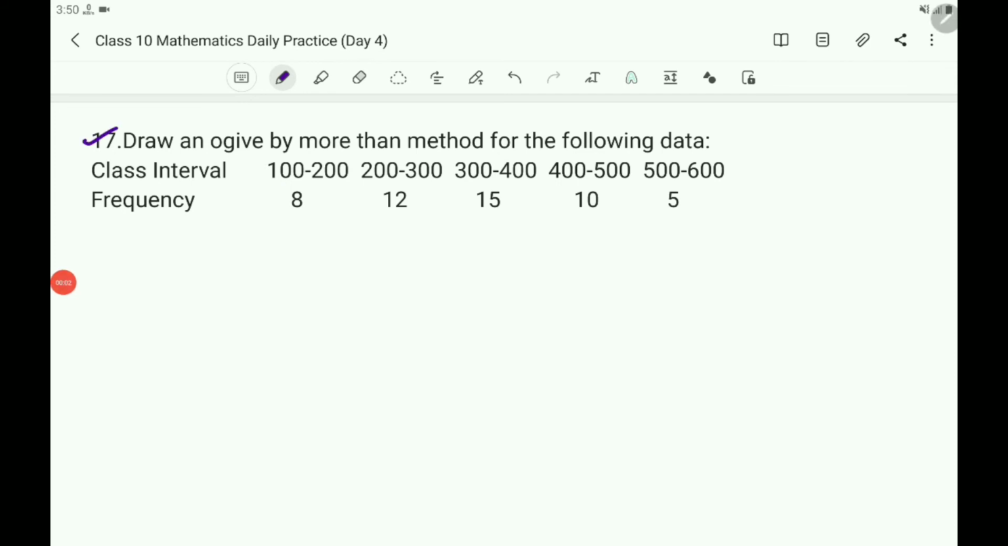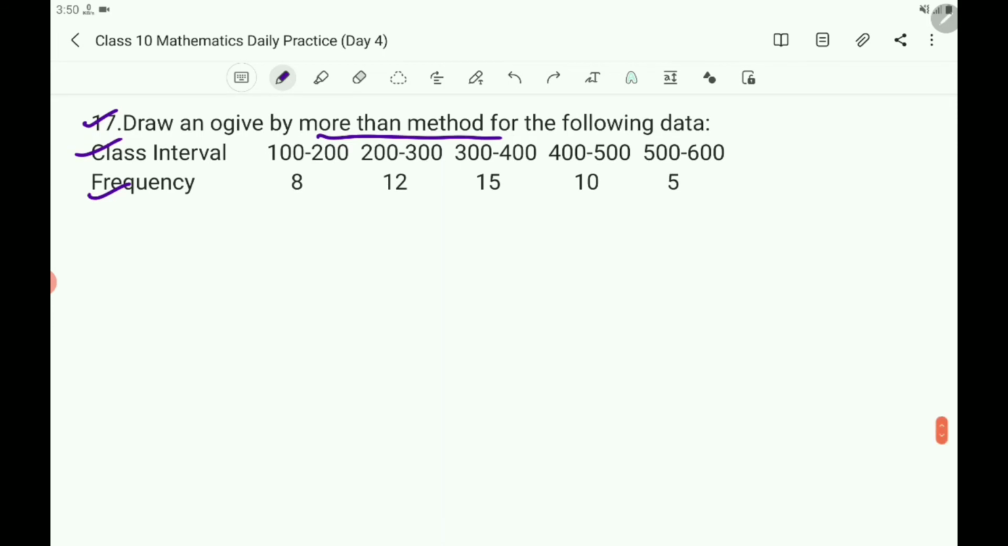Now the 17th question. Draw an ogive by more than method for the following data. Here the class interval and frequency are given. We have to convert this distribution to the more than type distribution. Here we have to draw the ogive by taking the lower limit on the x-axis and the corresponding cumulative frequency on the y-axis.